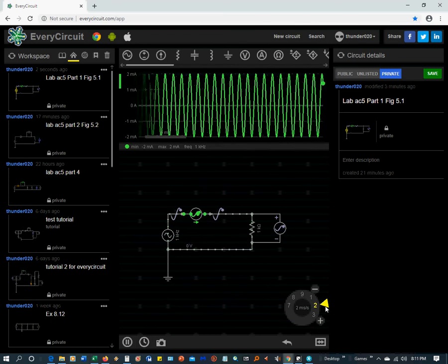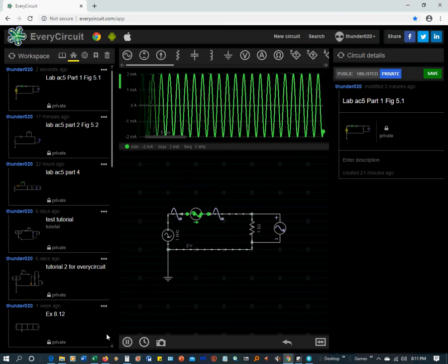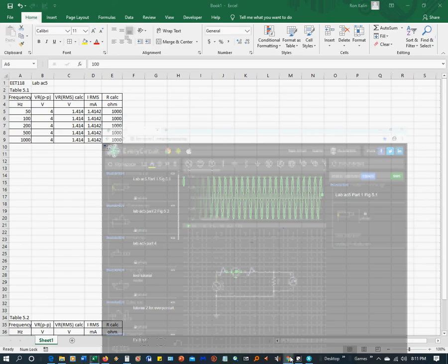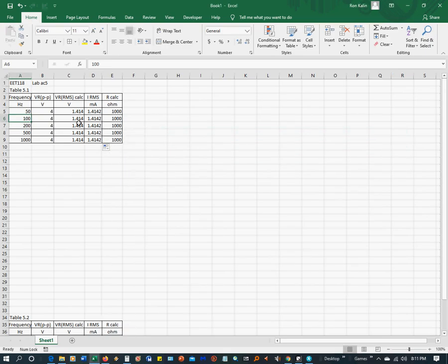So we might want to change our time here a little bit to make more sense. Anyway, that's the point of this lab: you can see that frequency has no bearing. It just doesn't change the current for the resistor. So that's what I would expect for the first table.